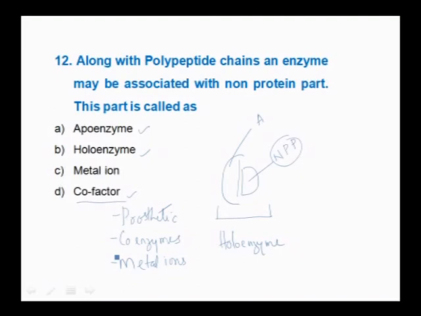So do remember, the non-protein part that they have mentioned here is actually D, cofactor. Apoenzyme is the protein part, B, holoenzyme is the entire enzyme, having apoenzyme and cofactor. So the answer is D for this.